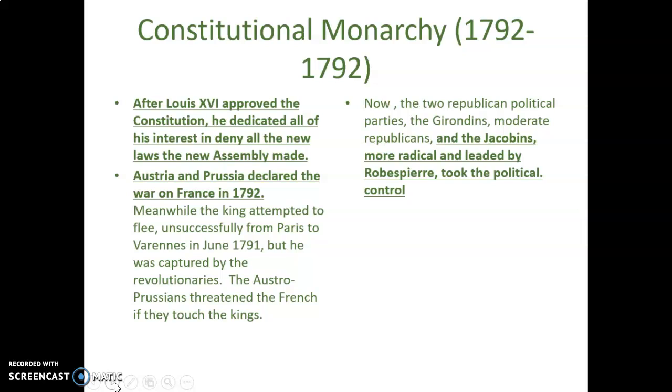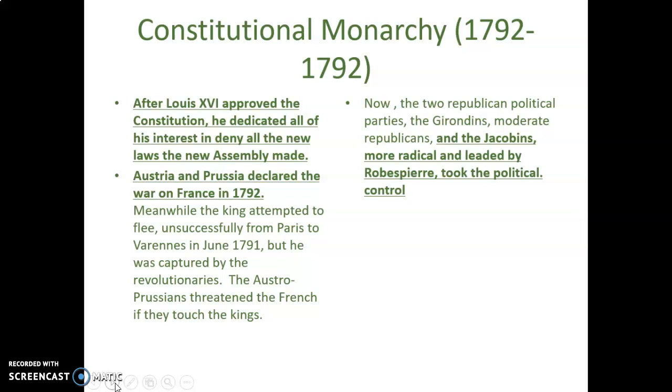So the constitutional monarchy, 1791 to 1792. After Louis XVI approved this constitution, he dedicated all of his interest to denying all the new laws. So the new assembly made these new laws, and he denies every one of them. Austria and Prussia declared war on France in 1792. Meanwhile, the king attempted to flee and get out of France, unsuccessfully.